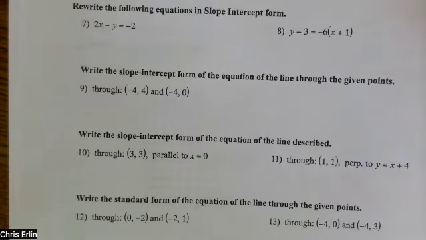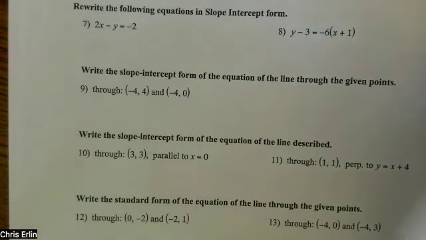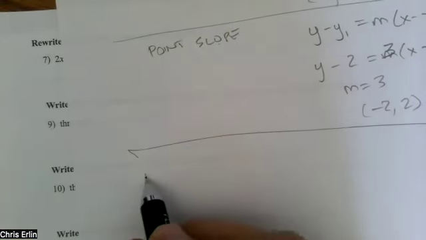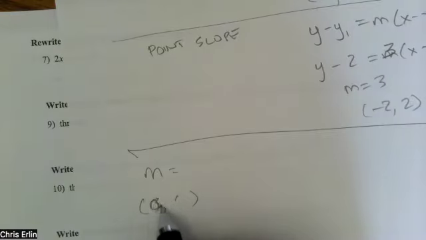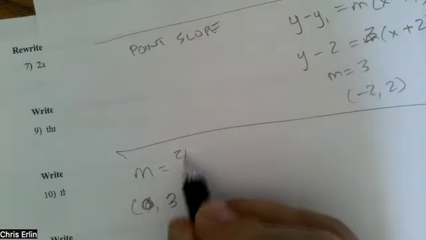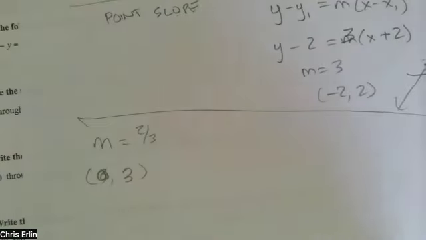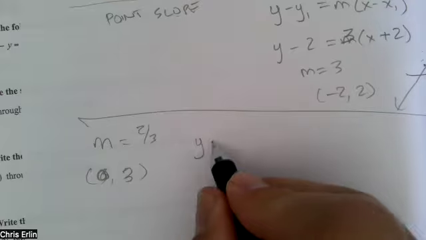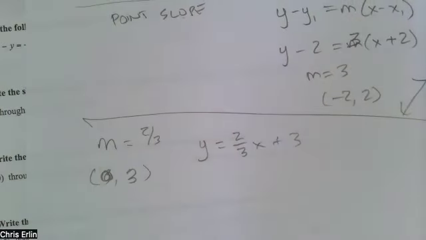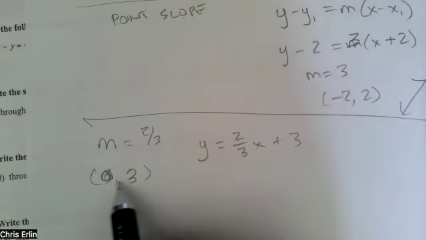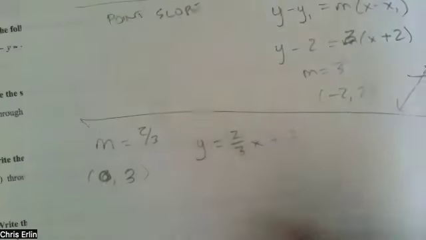Slope and intercept, right? Ideally, if I were able to give you the slope and the y-intercept, like 0, 3, slope of 2/3, then you'd say, oh, this is super easy. It's just y equals 2/3 x plus 3. But most times you won't be given that information. You won't be given both the y-intercept and the slope.